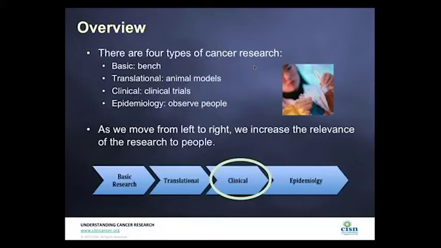Epidemiology is an entirely different topic, but I put it in there just so that you know the term. It's usually going through medical records where you compare cohorts of people. And that's where they first found out that smoking was the primary cause of lung cancer. They compared smokers and non-smokers and found out the smokers were getting lots of lung cancer. So epidemiology is usually looking at medical records, although they can do some randomized clinical trials as well. So again, as we move from left to right, we get closer to people.